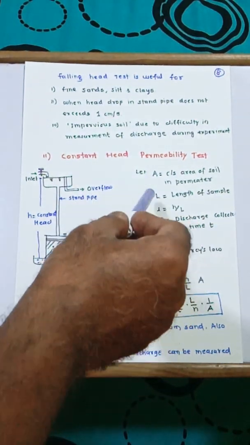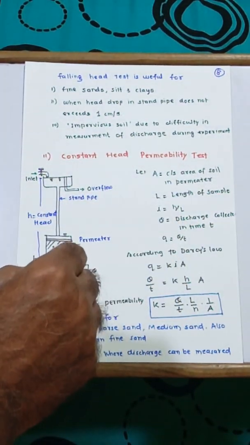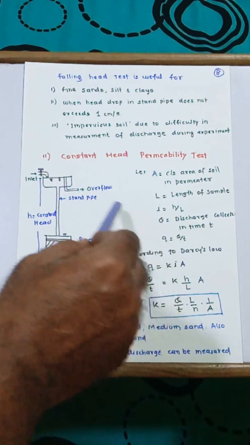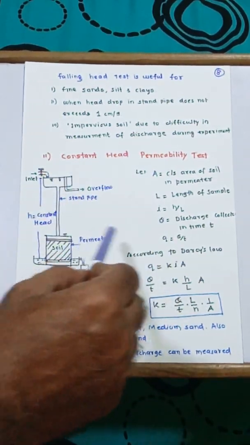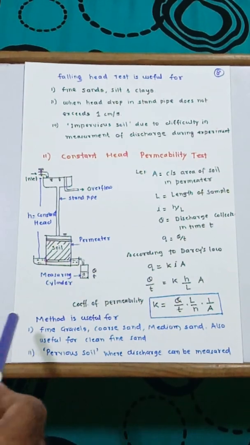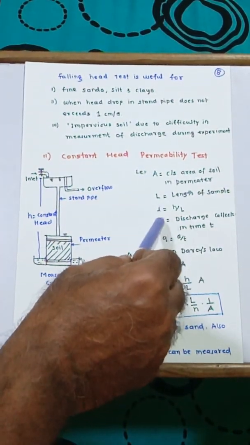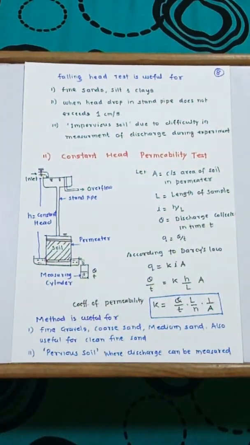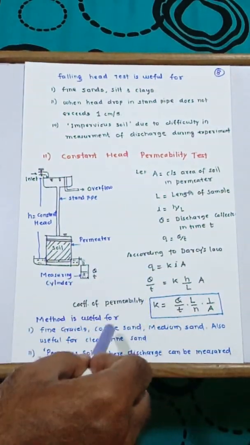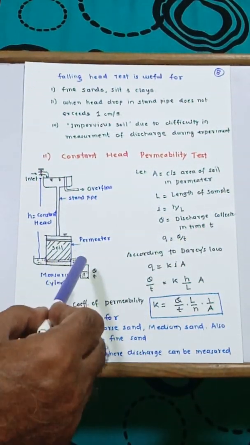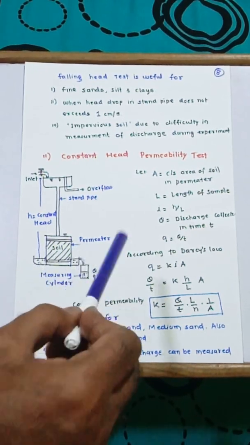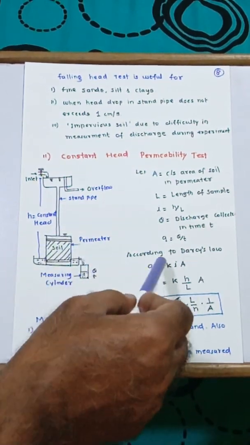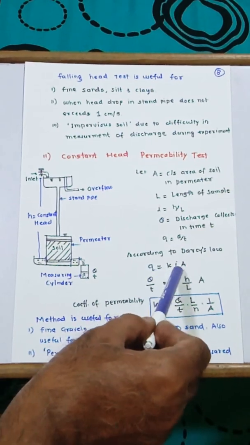So let A be the cross section of the soil sample, and L the length of the sample. This constant head H acts over the length, so the hydraulic gradient i is equal to H by L. You are collecting a discharge capital Q in a time T, so I can write the rate of discharge as capital Q upon T also. Here a very simple expression can be used according to Darcy's law. Now we need only consider the flow through the soil, because there is no drop in the head, so it is only the flow through the soil which is given by Darcy's law. Therefore Q is equal to KiA.